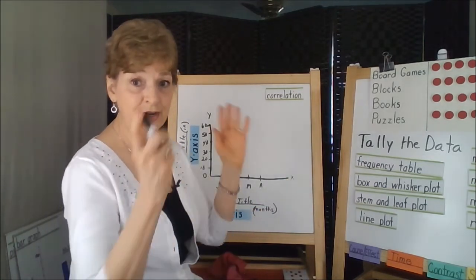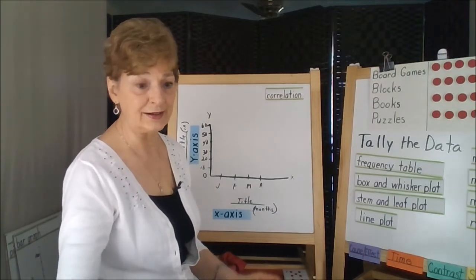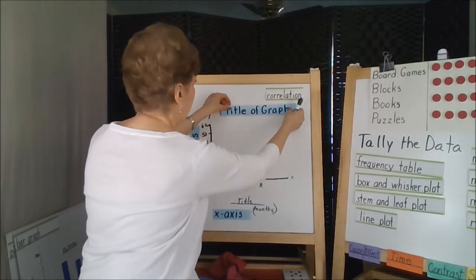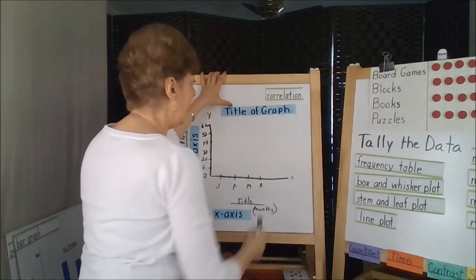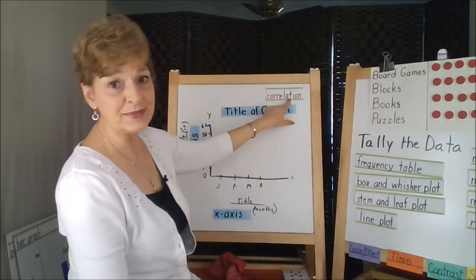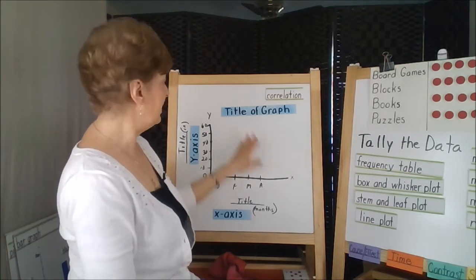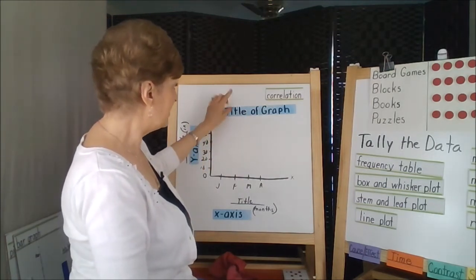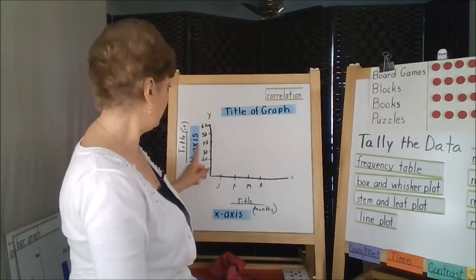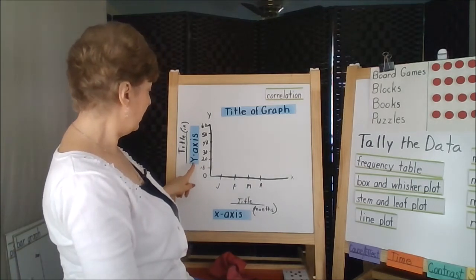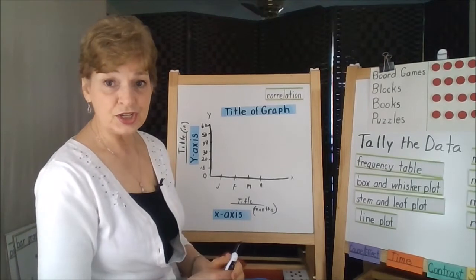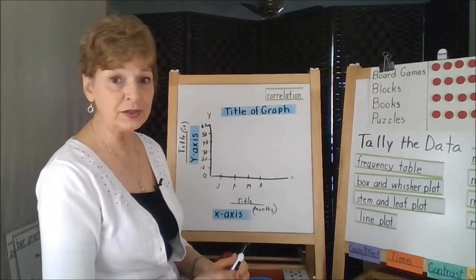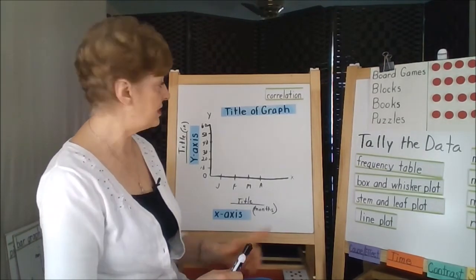Then the entire graph needs a title. And that's where the correlation comes in, because usually the title of the graph has something to do with the relationship between the y and the x-axis. So this really shows you the basics of what you'll need in most of the graphs.